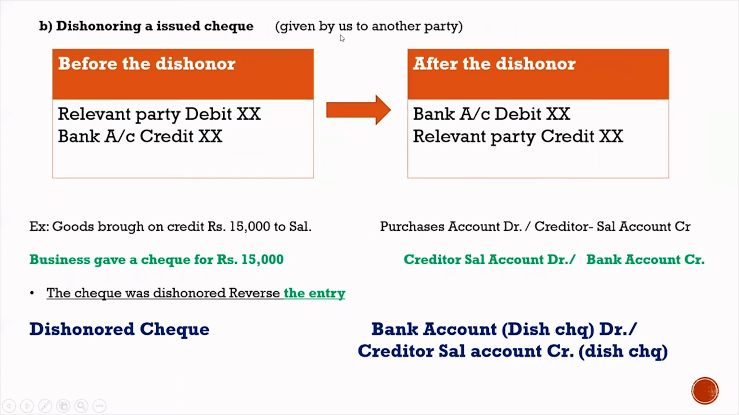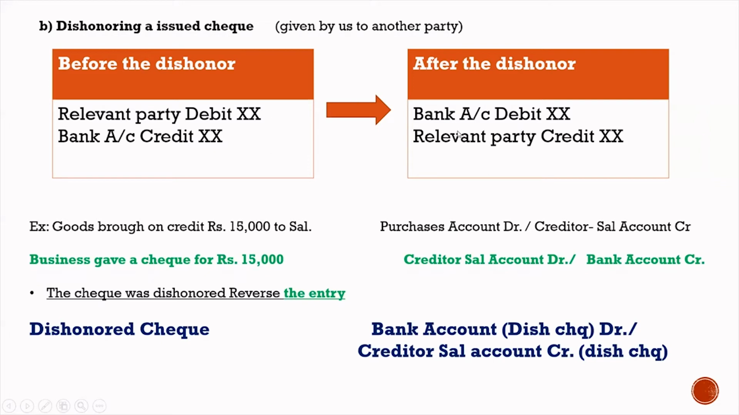And if it is a check issued by us that is dishonored, what we do is, before the dishonor, we think that we have made the payment. So we have debited the relevant party and we credit our bank account since we think that our money has already been paid and the money is not there. But since it is dishonored, our money has not changed. It is still there. We have to debit it again, right?